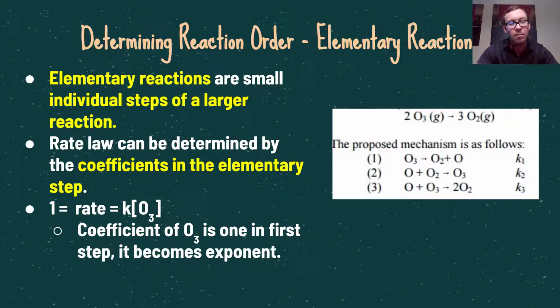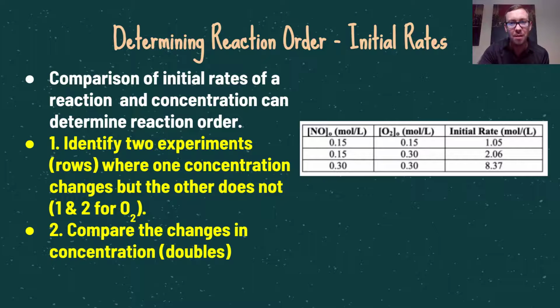So if you're looking at elementary reactions, writing out the rate law is relatively simple. Just write the concentration of each of the reactants and take them to the power of whatever the coefficients of those reactants are. So again, very easy to go through and determine that.